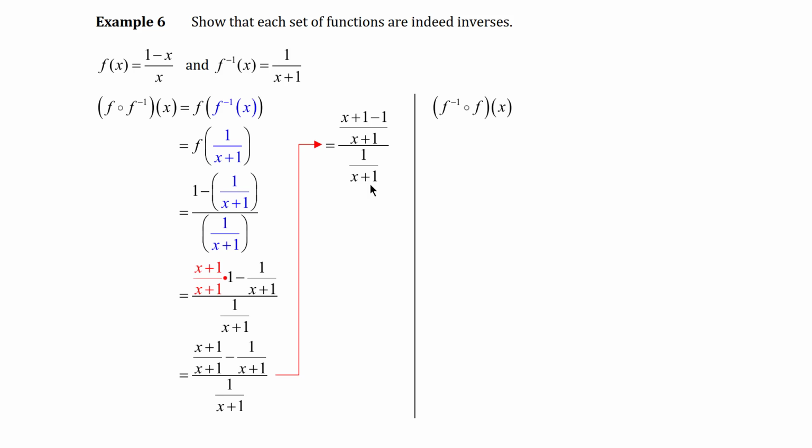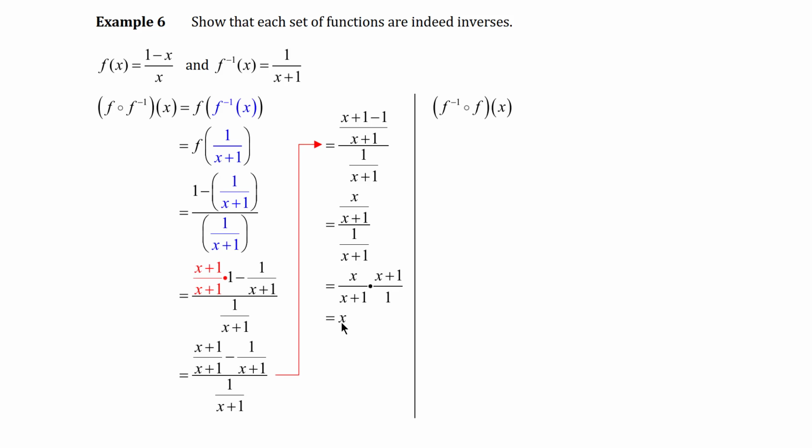Next, we simplify the fraction in the numerator. The plus 1 and the minus 1 will cancel out, and we get x over (x plus 1) divided by 1 over (x plus 1). Next, to simplify this complex fraction, we take the fraction in the numerator and multiply it by the reciprocal of the fraction in the denominator. We get x over (x plus 1) times (x plus 1) over 1. From here, we could cancel out the x plus 1's. The final result is x. Since the final result of the composition is x, everything seems to be correct.